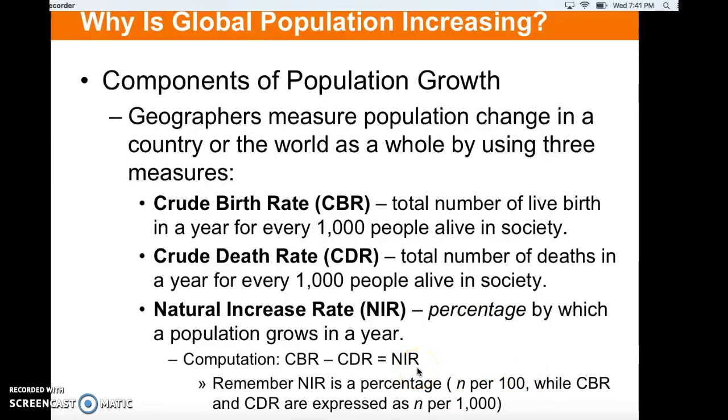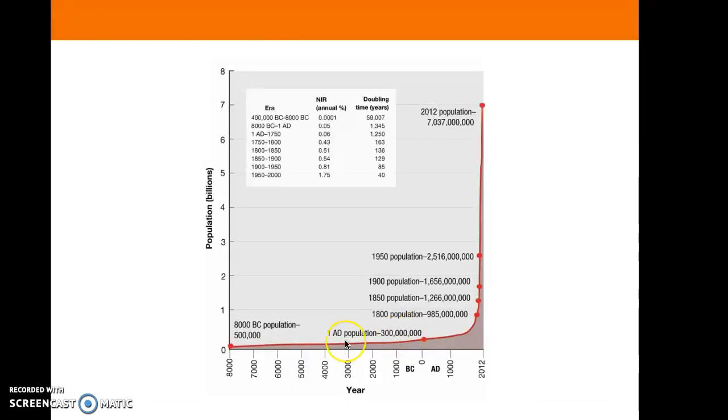And we'll do some practice problems in class. So if you're not super mathy, we'll work on it together. But crude birth rate minus crude death rate is equal to NIR, and then you divide that by 10 to get the percentage. This graph here shows you human population growth over time.